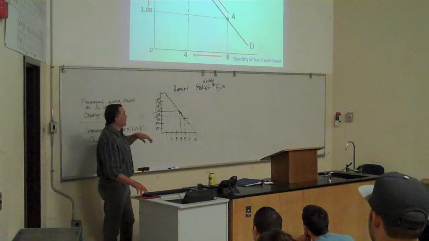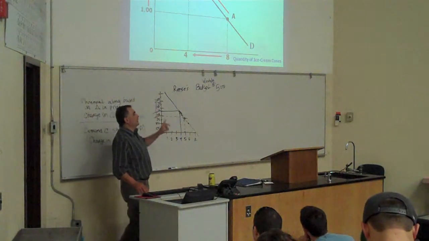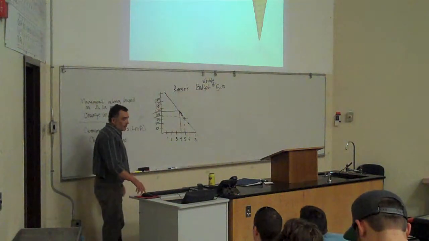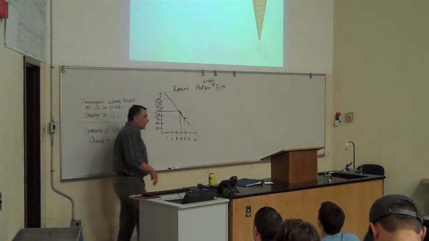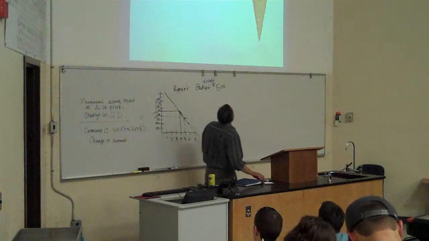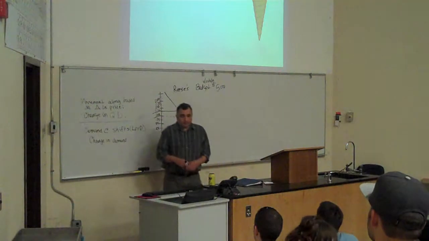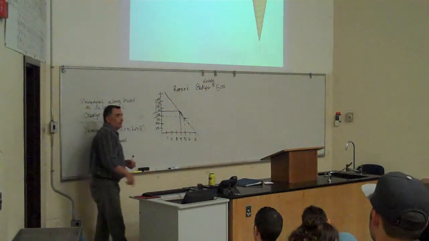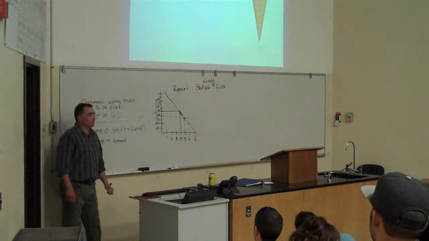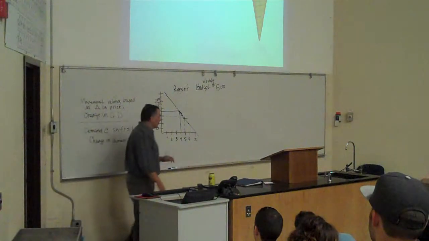So the price goes up. We don't have any change in demand. We just move along the existing demand curve. Okay, now shifts in the demand curve. I'll talk about each of these in a little detail. Shifts in the demand curve are caused by these five things, and I'll give you examples.